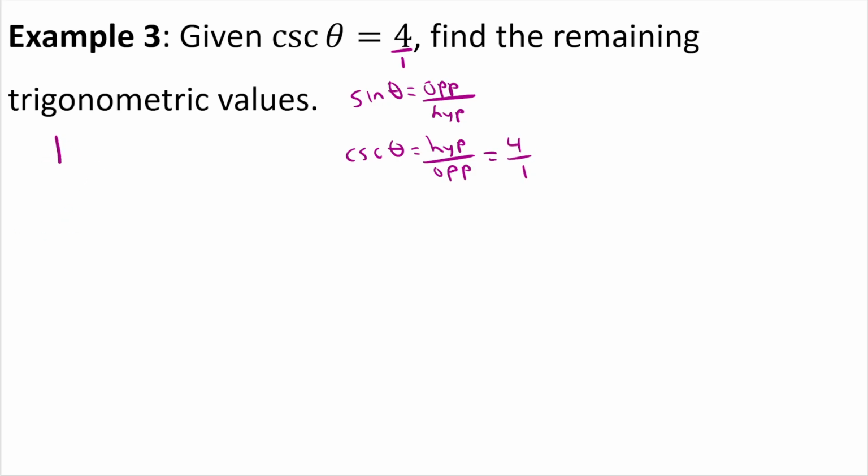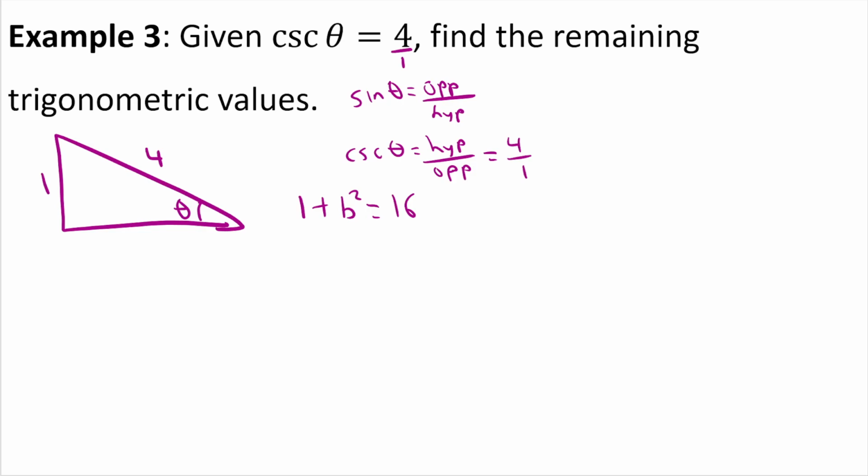So in this case, it's going to be 4 over 1 like this. And our right triangle again, we'll draw a standard right triangle. Again, theta right here. And because it's 4 over here and 1 for the opposite, we will find b in this case. So 1 plus b squared equals 16. And if we move the 1 to the other side, we get b squared is equal to 15, and then we square root it. So b equals the square root of 15.